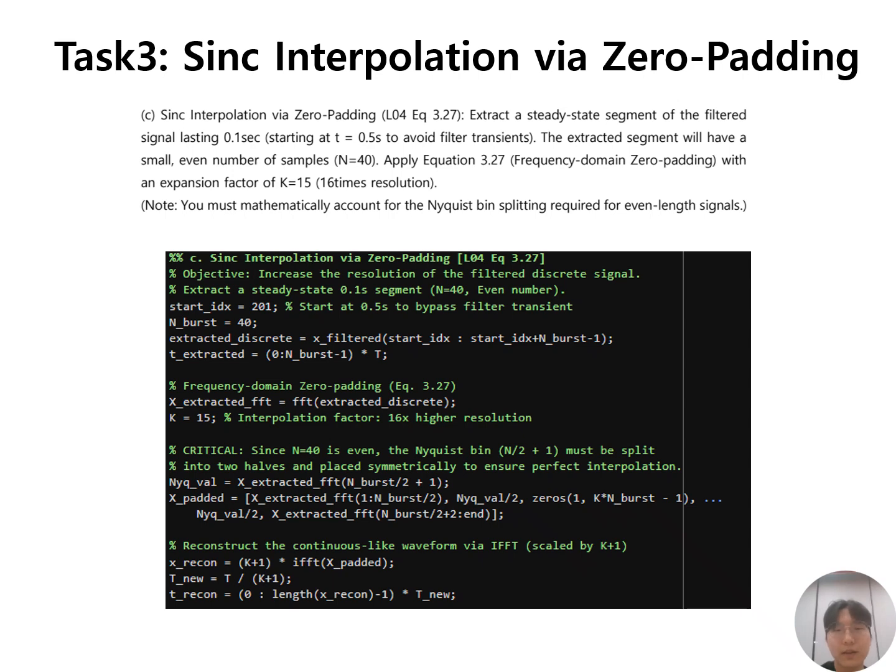Mathematically, simply padding zeros in the middle of an even length FFT will break the conjugate symmetry. So in my code, I explicitly extracted the Nyquist bin, divided it by 2, and placed these halves symmetrically. Finally, I multiplied the IFFT result by the expansion factor k plus 1 to preserve the signal's energy, and defined a new 16 times denser time axis, t_new.